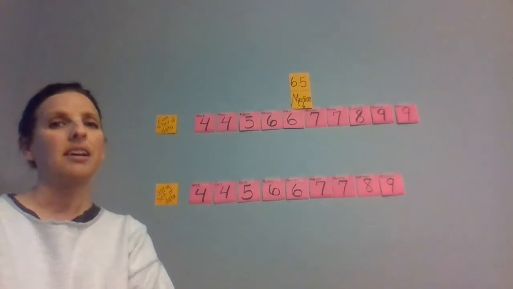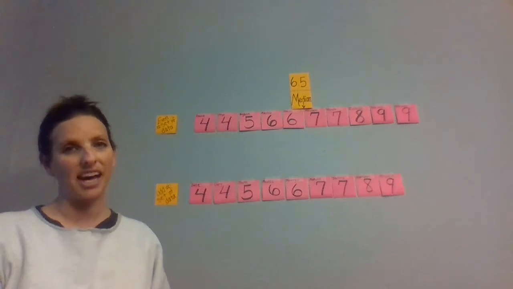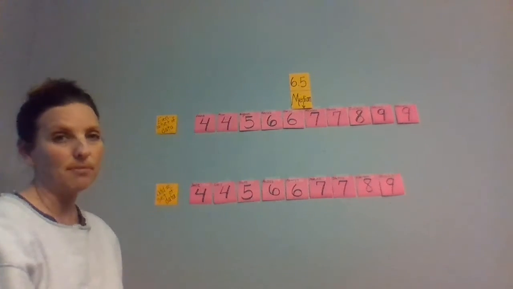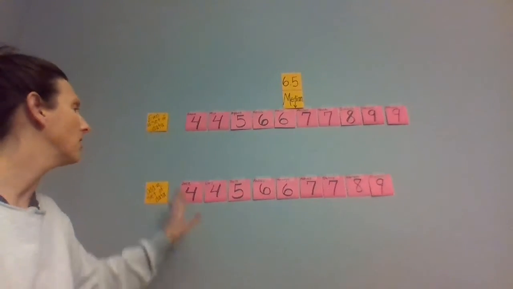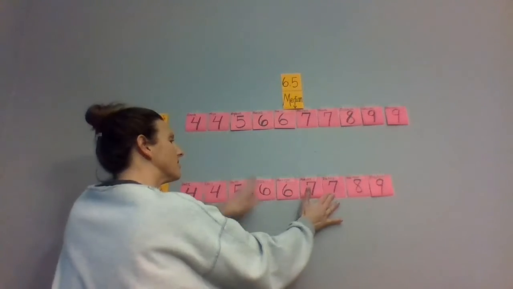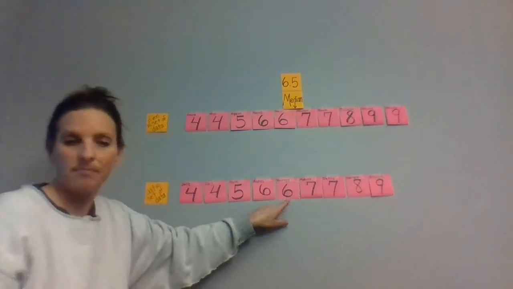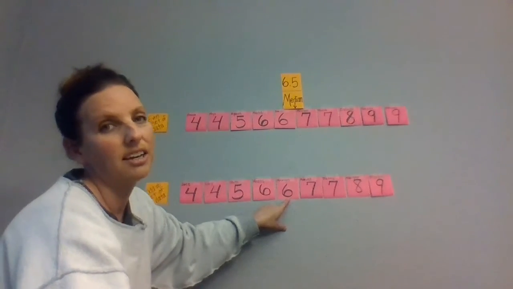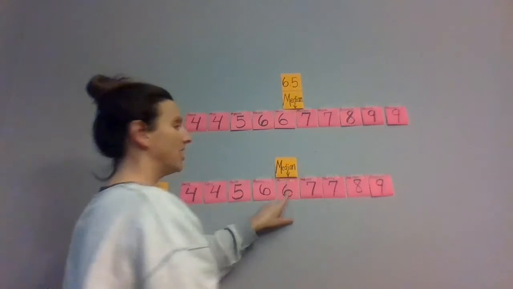So let's see what happens now with an odd piece of data. So this time I only have 9 pieces of data, and I'm going to do the same thing that I did with the top set of data. This time I'm going to go least, greatest, least, greatest, least, greatest, least, greatest. And this time my median is actually one of the numbers in the set of data right here.